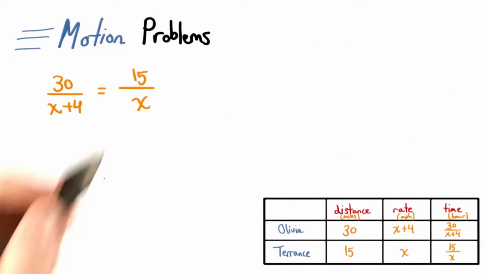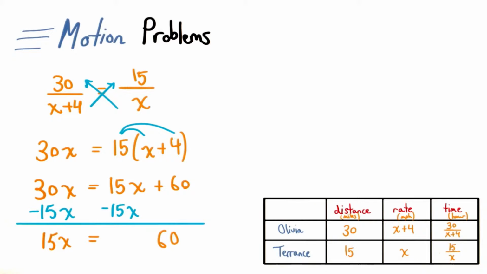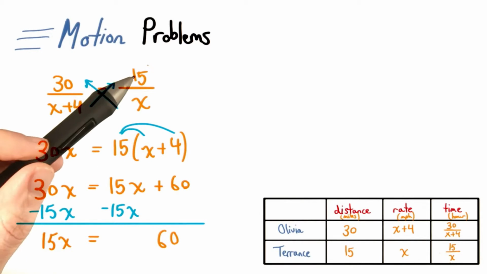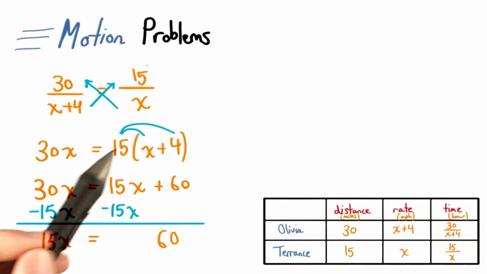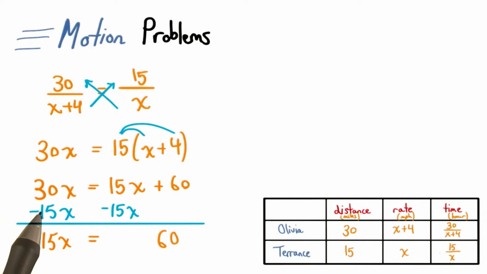We start solving the equation by cross-multiplying. So we'll have 30 times x equals (x plus 4) times 15. Then we distribute 15 to both of these terms to get 30x equals 15x plus 60.